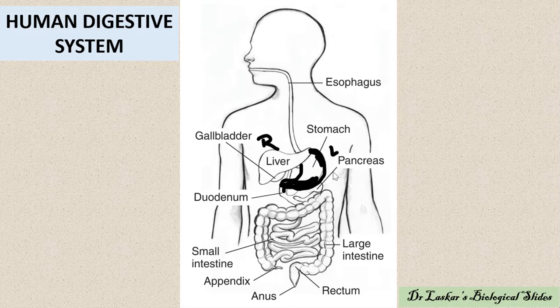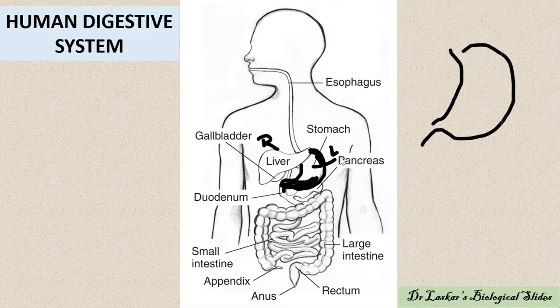The main function, if we see the parts of the stomach before we move into the functional part of the stomach, just see the parts of the stomach. Suppose I am drawing the parts here. This is the stomach. So this part I am drawing here. This is the stomach. So the stomach has four parts.